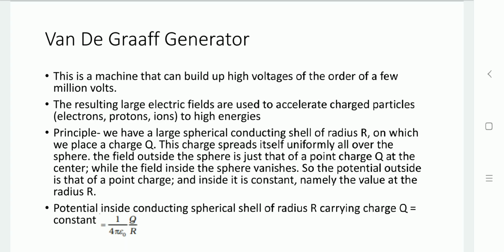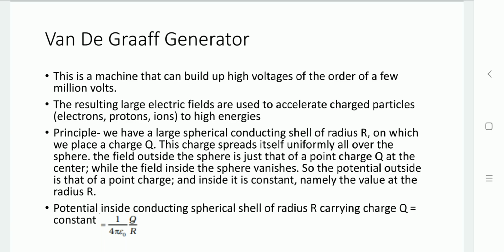This charge spreads itself uniformly all over the sphere. The field outside the sphere is just that of a point charge Q at the center, while the field inside the sphere vanishes. So the potential outside is that of a point charge, and inside it is a constant, namely the value at the radius R. So the potential inside the conducting spherical shell of radius R carrying the charge Q is 1 by 4 pi epsilon 0 Q by R.